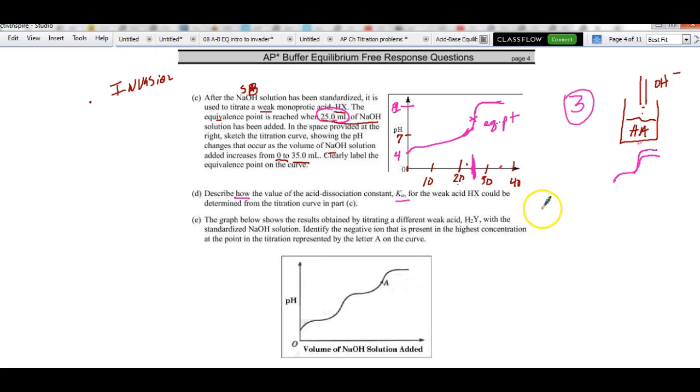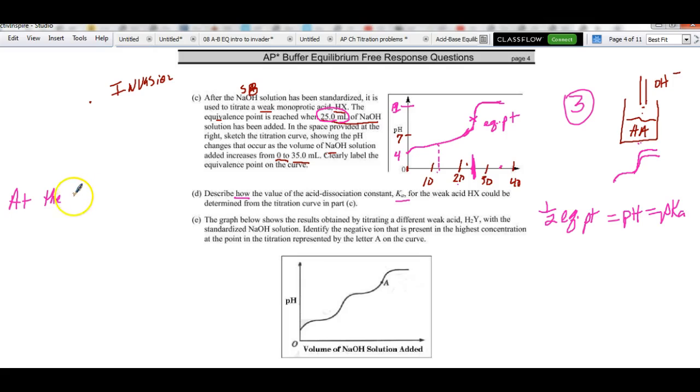The half equivalence point, don't ever forget this, that half equivalence point is where pH is equal to pKa, and all we have to do is take the negative exponent of that to get the Ka. So what is half of 25? About 12.5, so I'm going to call it about right here. And it just tells me to do that. So the half equivalence point.